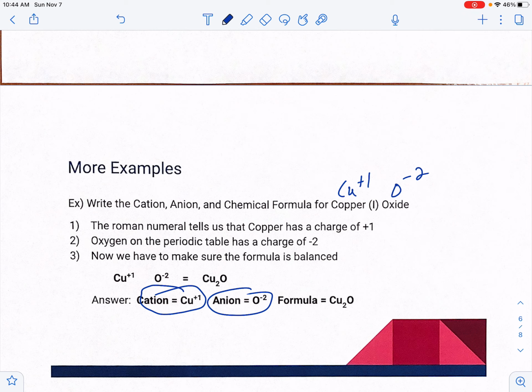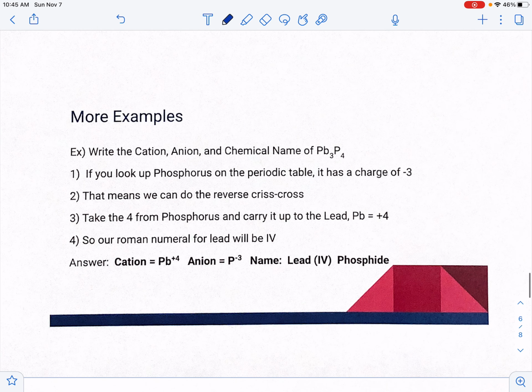Now we have to make sure the formula is balanced. If I look, there's a +1 and a -2. Those are not balanced, so you would do the crisscross method. You take the 2 to the copper and then the 1 to the oxygen. So your correct balanced formula would be Cu2O. A few more examples. Now I want you to write the cation, anion, and chemical name of Pb3P4.